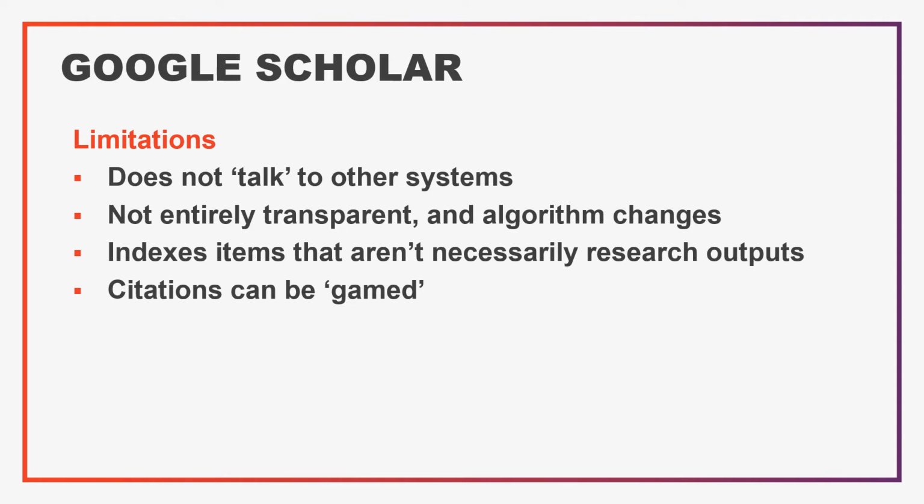As we mentioned, Google Scholar also uses algorithms, and it's not always clear exactly how these work. Because of this, Google Scholar isn't entirely transparent. Google Scholar has also been known to index items that aren't necessarily research outputs. This has led to examples of Google Scholar citation counts being gamed. While the algorithm for this has been updated in response to these scenarios, it's still something to keep in mind.